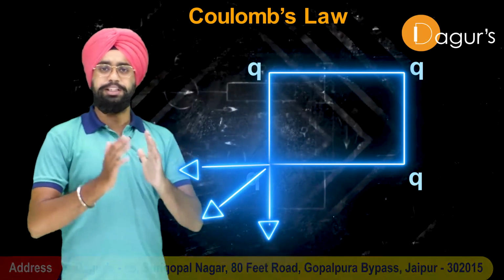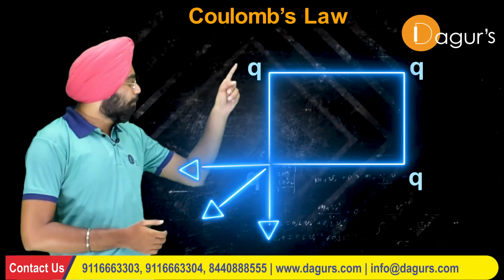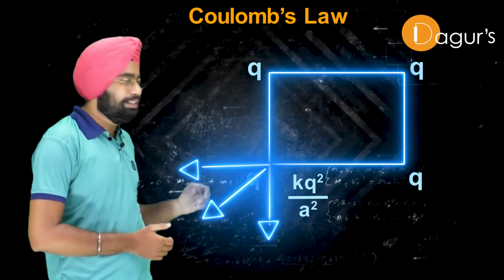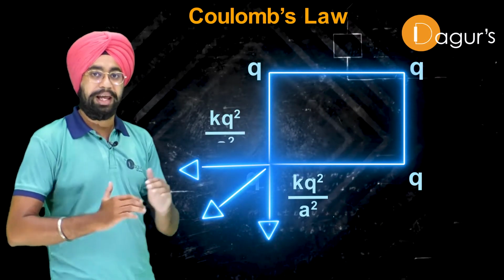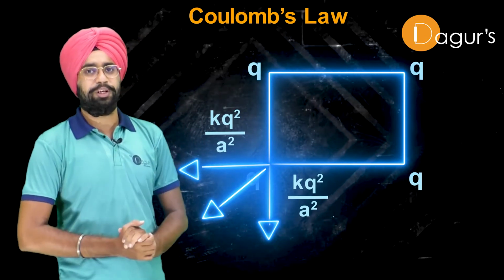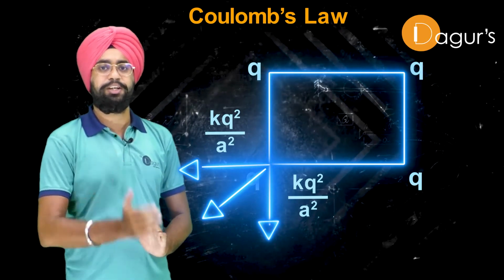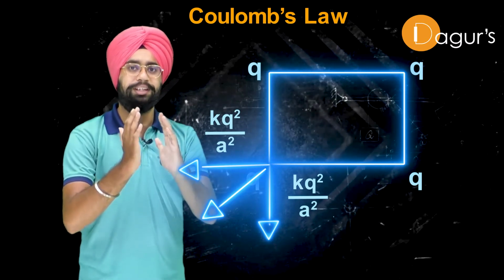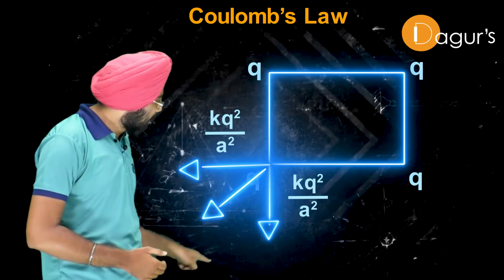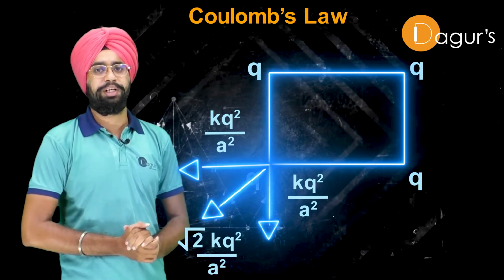My dear students, you must remember that when we taught you regarding vectors, the force in this direction is kq² by a². The force in this direction is kq² by a² and the angle between them is 90 degrees. Whenever two equal forces are having an angle of 90 degrees, the resultant force is root 2 times. Everything is connected, my dear students. So, the net force will be in this direction and that will be root 2 kq² upon a².